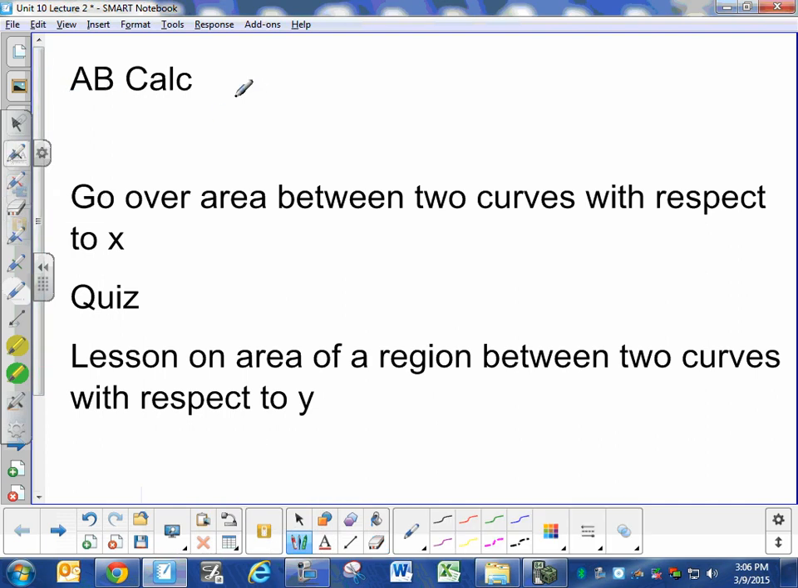All right, this is the sub day here in AB Calc. It's going to be a regular day, just with a video instead of me being there personally. You're going to go over your homework, the area between two curves with respect to x we're used to. We will then quiz, the sub will administer the quiz, just like a regular quiz.